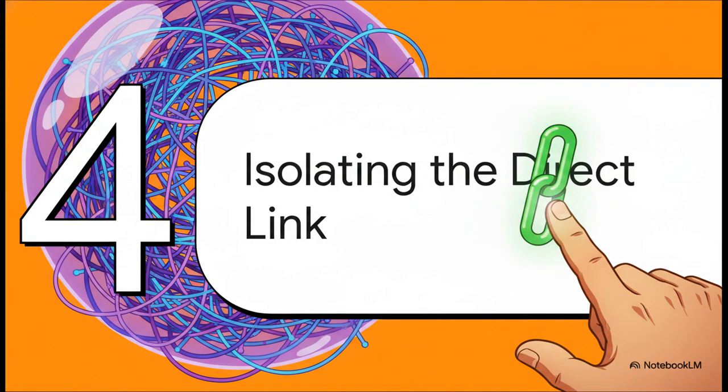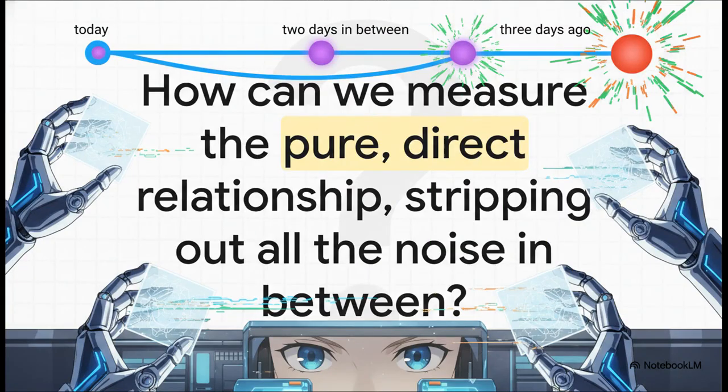But bundling everything together like that can be a little messy. It tells us there's an echo, sure, but it doesn't tell us exactly where it's coming from. So what if we want to be a bit more precise? What if we want to isolate just one single direct link in that chain? So that leads us to a much more surgical question. How can we measure the pure, direct relationship between today and, say, 3 days ago, after we've already accounted for the influence of yesterday and the day before? How do we cut out the noise from the middlemen?